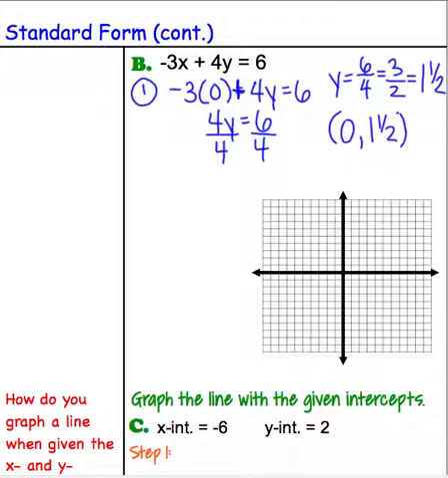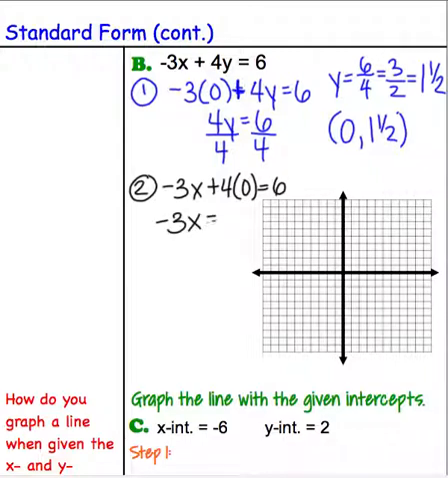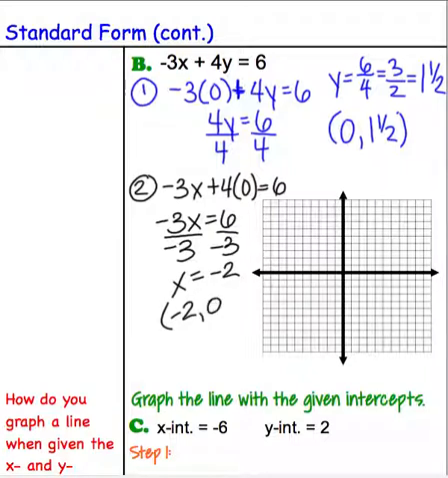Now the second part is going to be putting in now 0 for y and solving for x. So I've got negative 3x plus 4 times 0 equal to 6. That 4 times 0 drops out because it turns to 0. We get negative 3x equal to 6. Divide by negative 3, which gives you x is equal to negative 2. So my ordered pair is negative 2, 0.